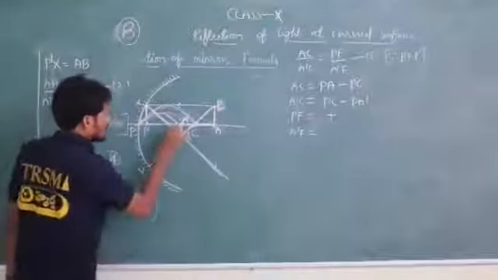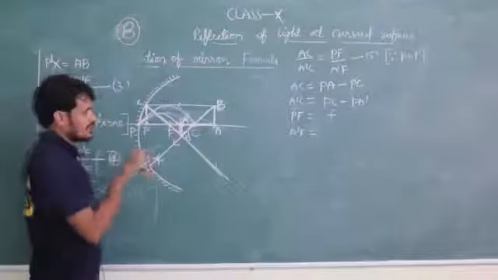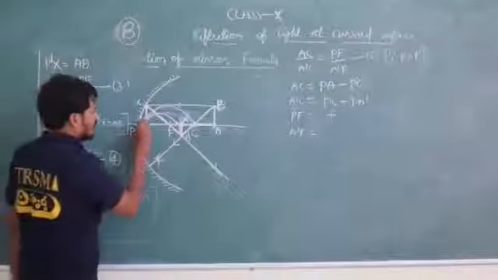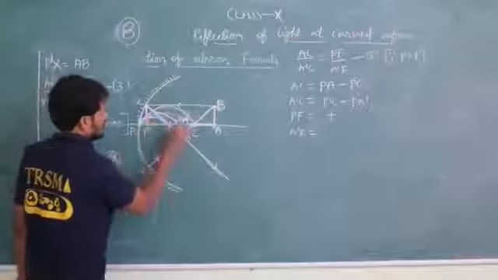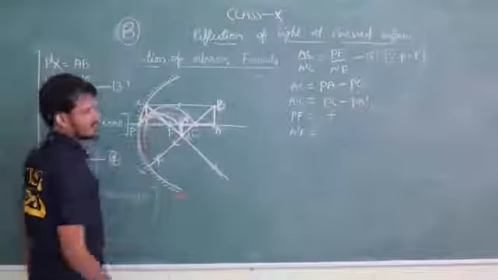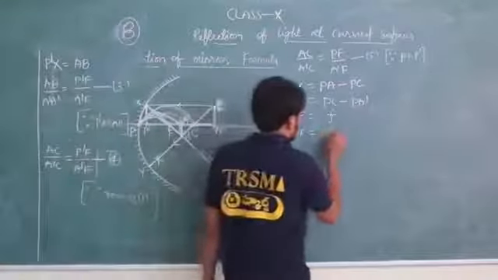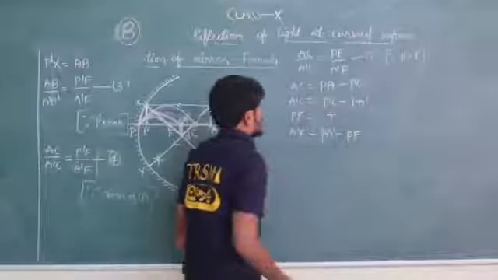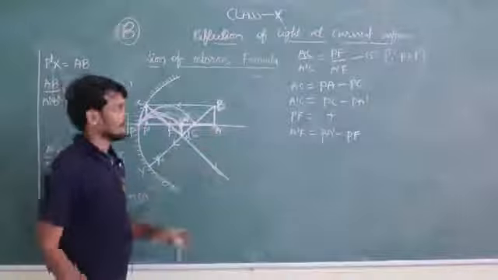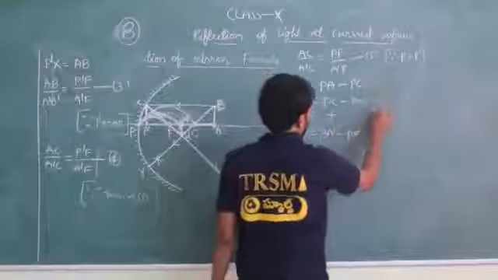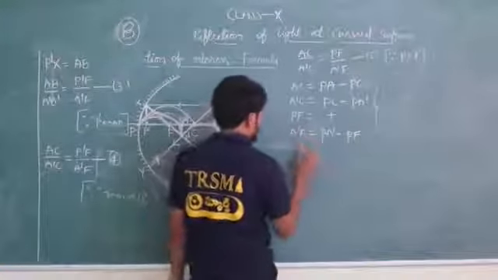What is A dash F? Here A dash F is there. See, this is the distance A dash F. So I want the A dash F value. For that, from PA dash, subtract PF: PA dash minus PF. So these values we got from the given figure. Now substitute all the above values into the equation.